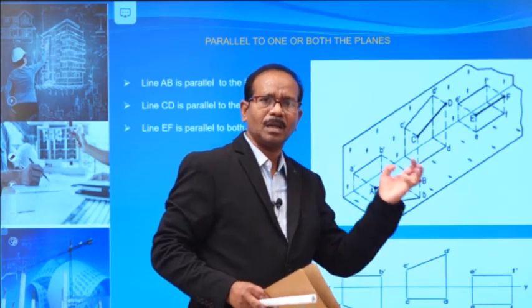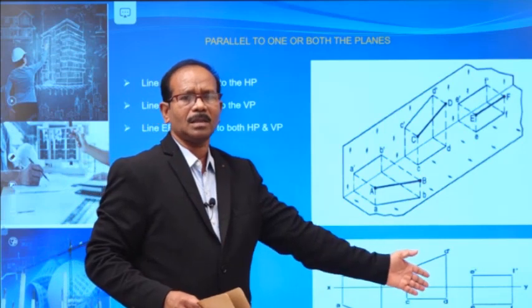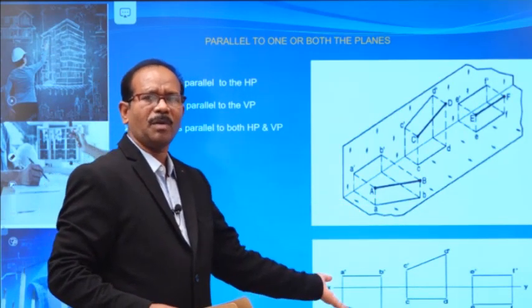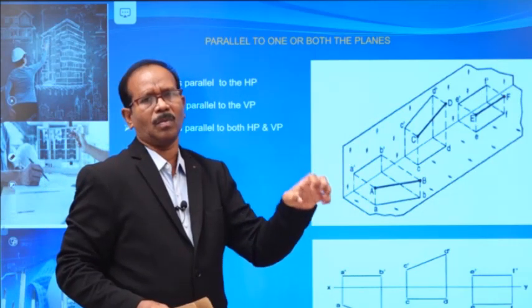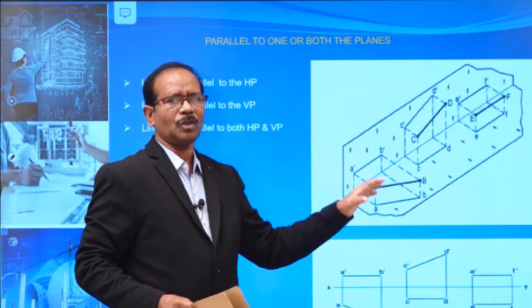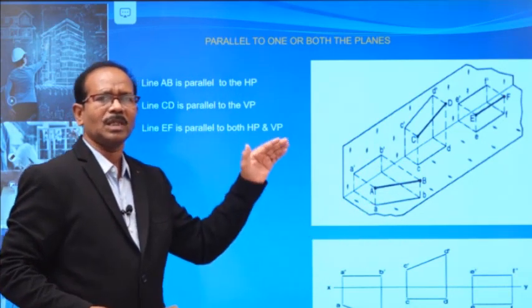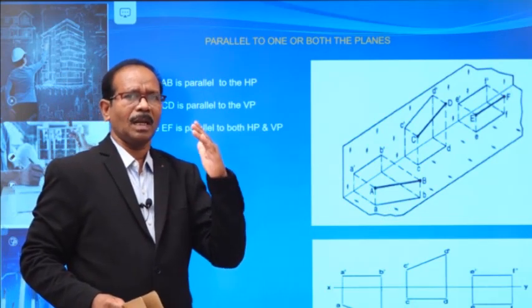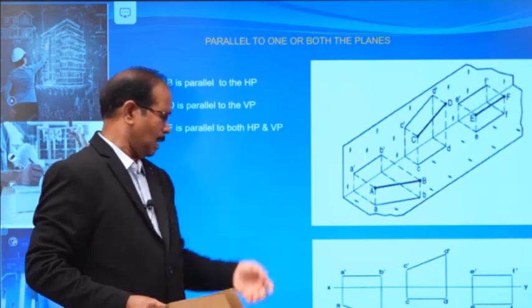In place of these, we will give the numerical values. Length of the line is 70 mm. It is 10 mm above HP, 20 mm in front of VP. Those numerical values are in the problem. First of all, how to assume the line? I am just giving the instructions to you. Now this is about condition 1. What is condition 1? Line parallel to one or both the planes.